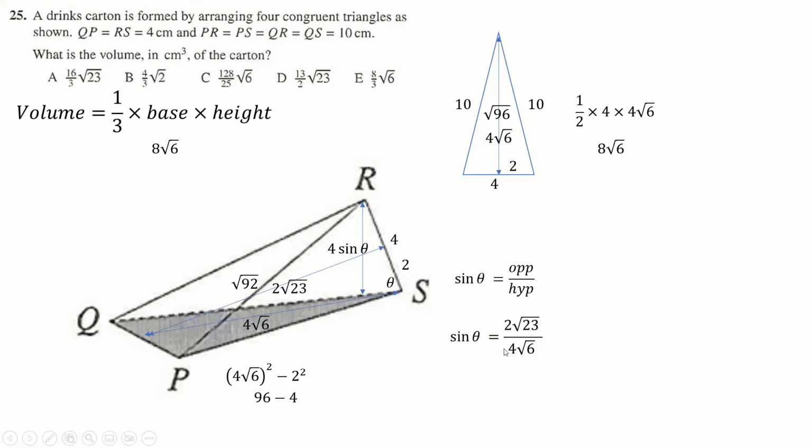But now, of course, I can just put that into 4 sine theta. I can times it by 4, and just that's the height. Like this times 4 is just the height there. This cancels, but times it by 4, and we get the height, right? Because that's 4 sine theta. And now I've got a third times this. And of course, the root 6's cancel. 4 over 2 is 2 times 8 is 16. Divide by 3, and we get 16 divided by 3, root 23.